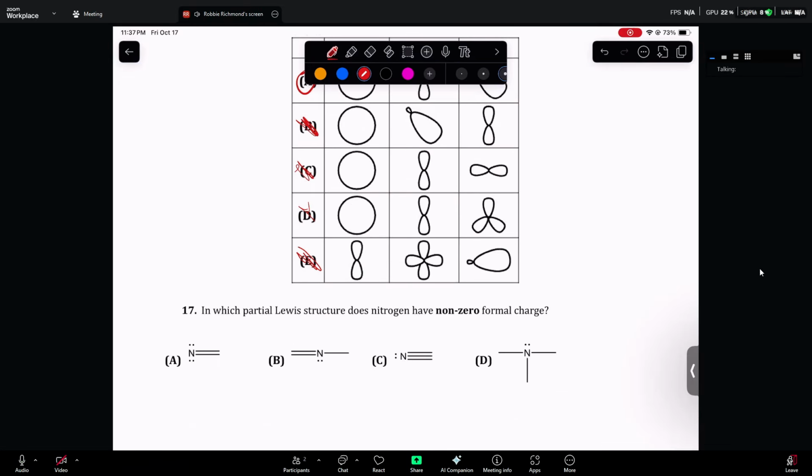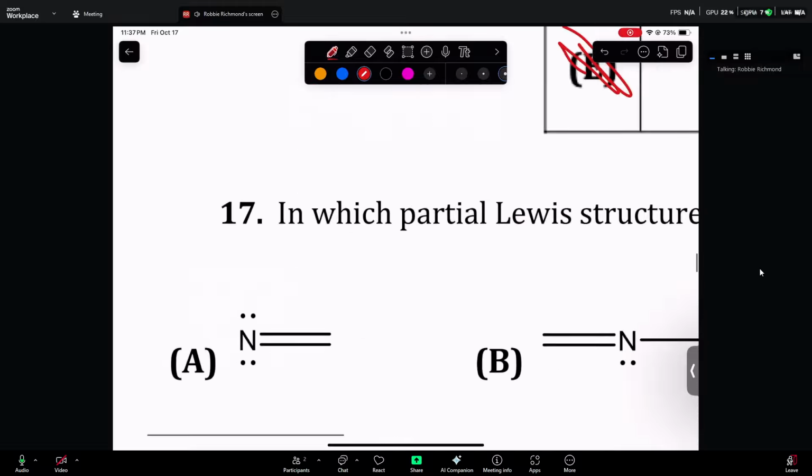Alrighty. 17. In which partial Lewis structure does nitrogen have a non-zero formal charge? Remember, nitrogen has 5 valence electrons. So if we do the framework that I use, the dots plus lines, I see answer choice A has 4 dots plus 2 lines. So 5 minus 6, that's -1. So that should be our answer choice, but let's look at all the other ones.